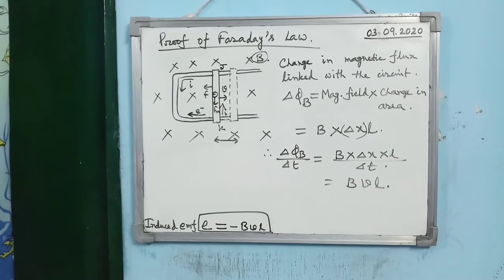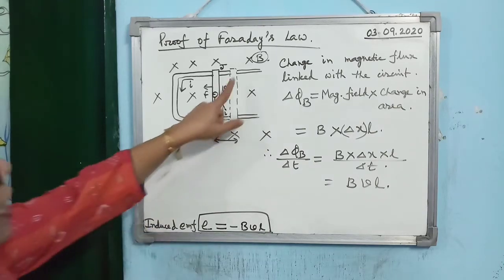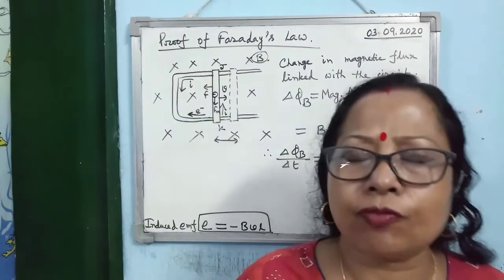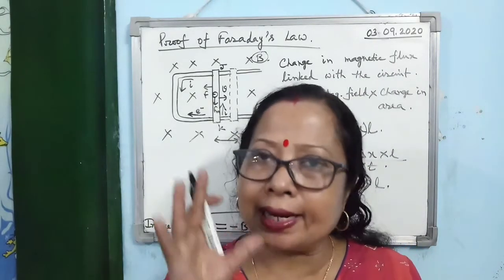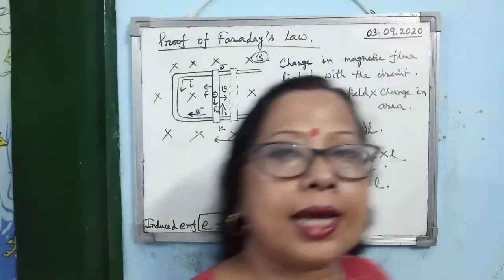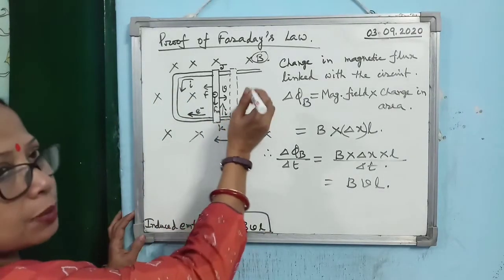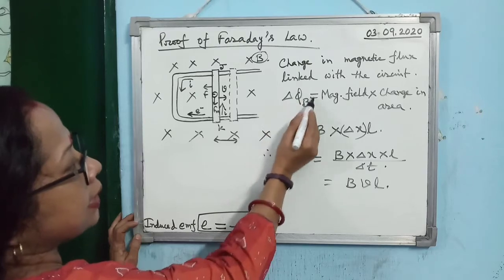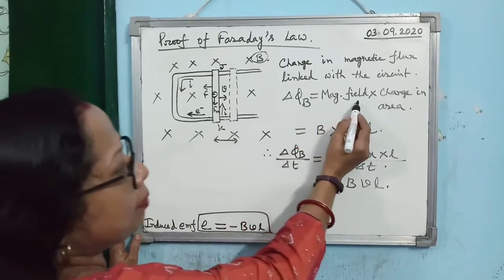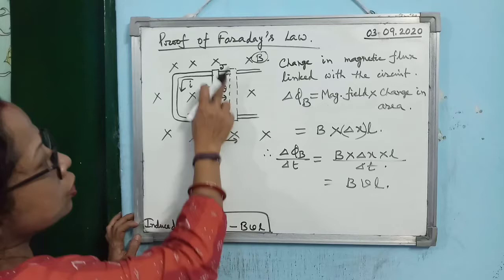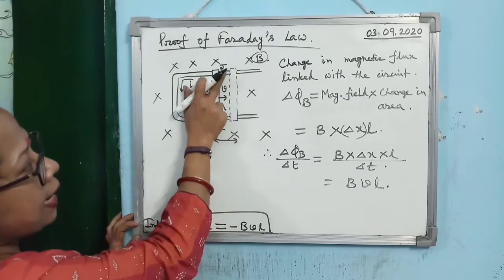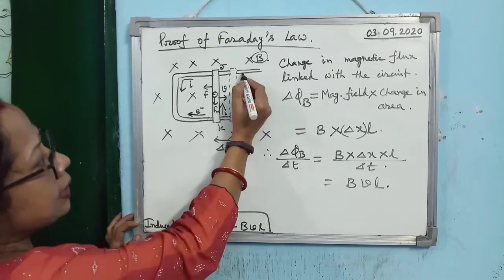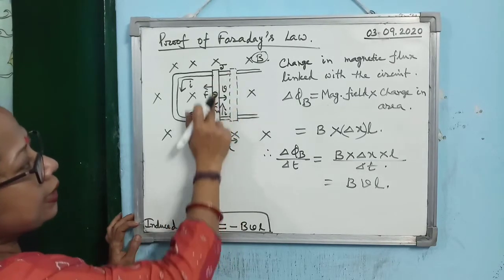Now let us find out the change in magnetic flux linked with the circuit. How can you find it? It will be given by magnetic field into change in area, because the magnetic field here is perpendicular to this area, isn't it? So you can write the change in magnetic flux delta phi B as magnetic field into change in area. Look at the diagram. What is the change in area? Area of this portion. This is delta x and this is L.